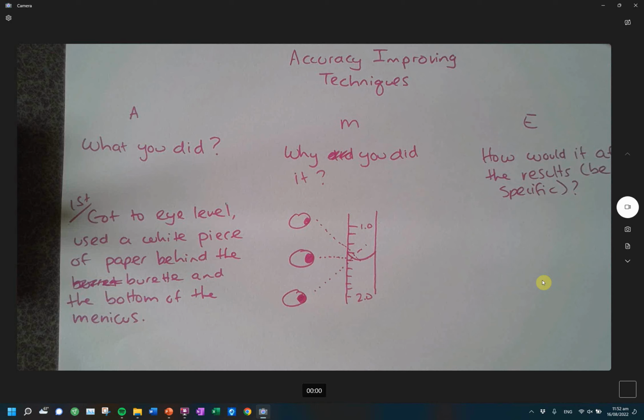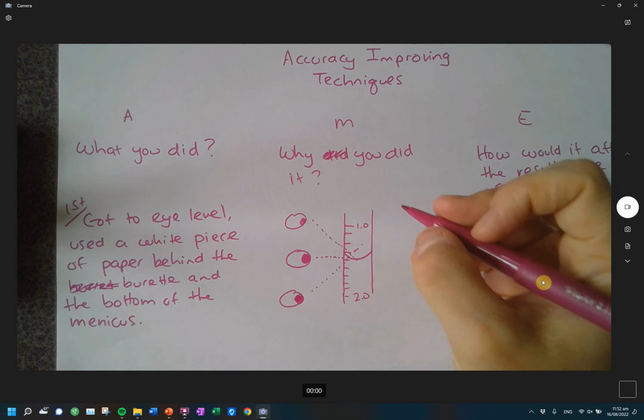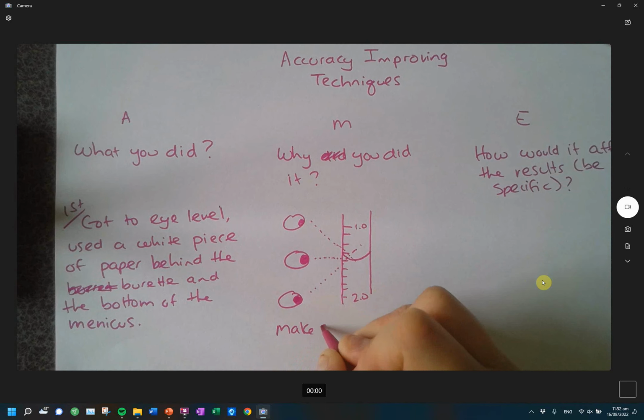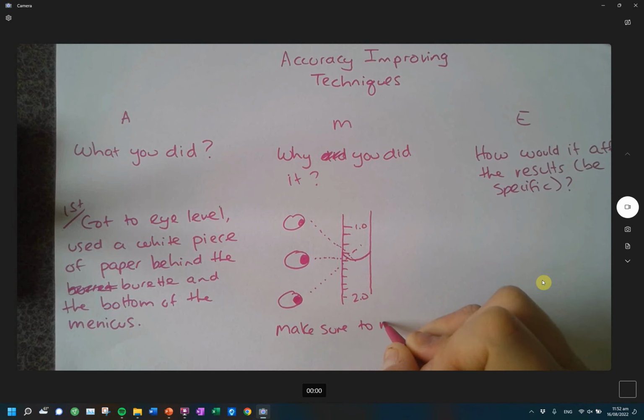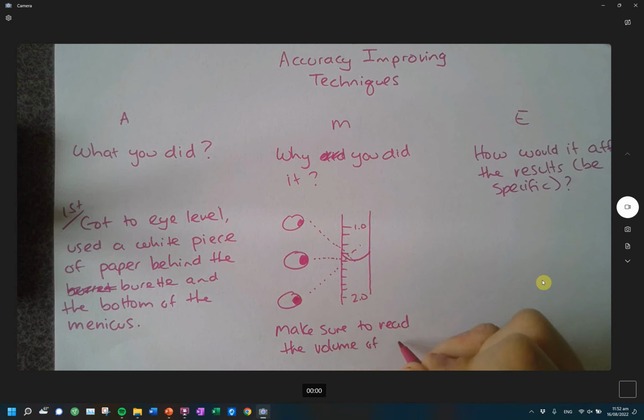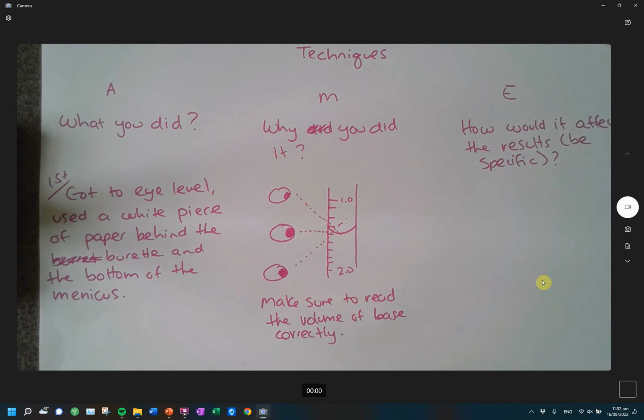So why did you do it? To make sure that you're reading the meniscus properly, to measure the volume of base correctly. So that's why we did that.